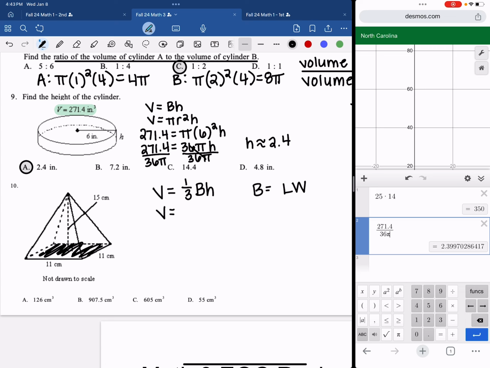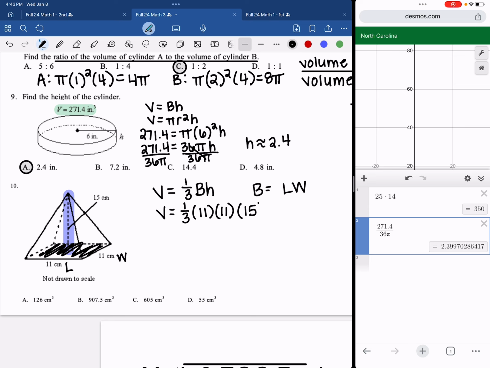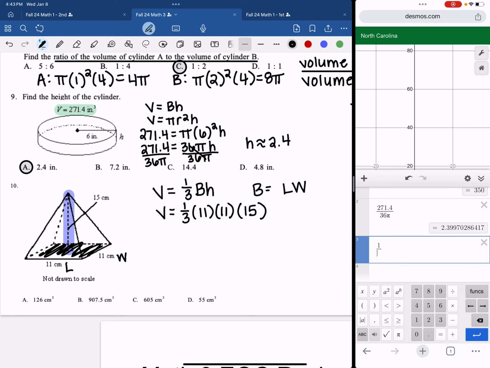So everything is in centimeters. We're going to say 1/3 the length. So my length is 11. My width is 11. So really my bases are square if their length and the width are the same. Times the height. Now the height is always going to be the height from the point directly at the top to the base, the perpendicular height all the way to the base. So my height here is going to be 15. And again, all we do is put that all together. So we have 11 times 11 times 15, and that's going to give me 605 centimeters cubed.